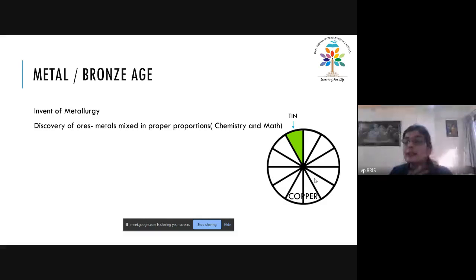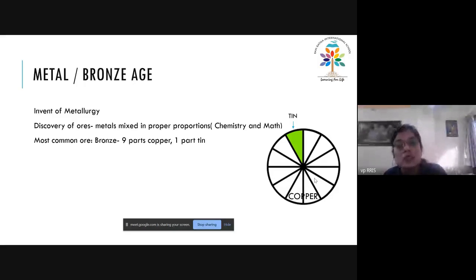And children, they did not have any formal education at that time. They did not have school to go and study. They did not have such big textbooks or Google to research what is what and how it happens. But they had a very good quality of exploring every time. So when they came to know about metals, they started mixing them in proper proportions. So they applied their mathematical knowledge here. Okay, they explored and they realized that if 9 parts of copper and 1 part of tin is taken and mixed, you can get a stronger version of metal. And bronze came into existence.